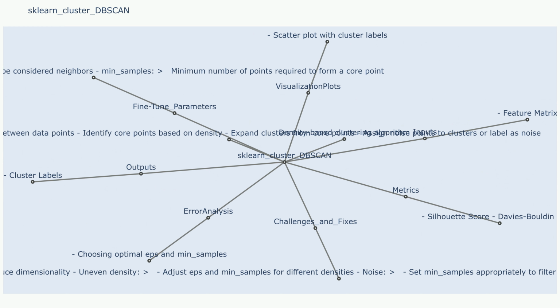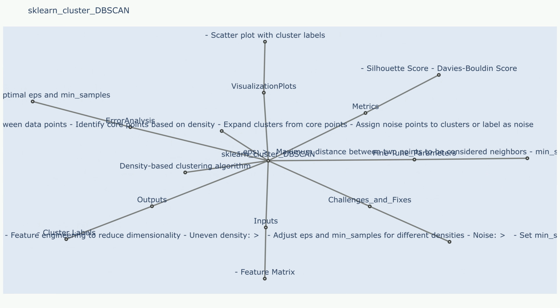Eps. The radius of the neighborhood used to determine core points. A larger value of eps leads to larger clusters and may merge nearby clusters. Min_samples. The minimum number of points required to form a core point. A higher value of min_samples requires denser areas to form a cluster.